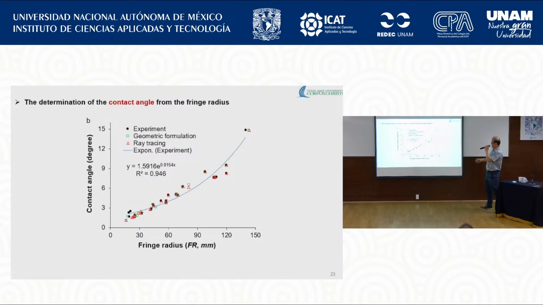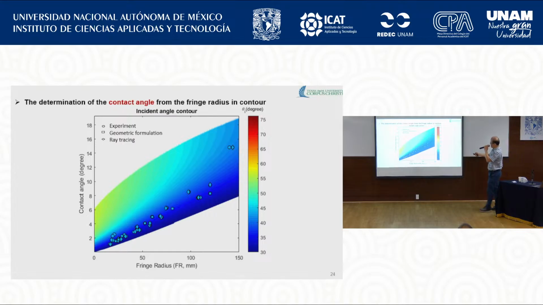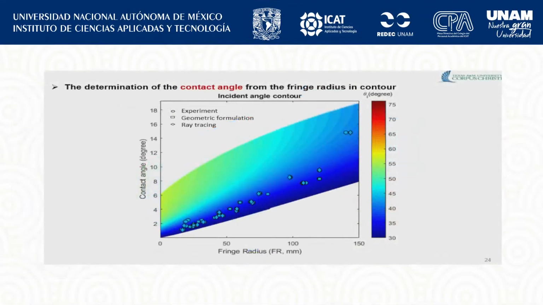Now this one shows contact angle variation versus fringe radius. It also shows a very good result. You may wonder why each data point is scattered, but the important thing is the matching between the experiment, geometry formulation, and ray tracing for each data point. For each data point, they match each other very nicely. And this one shows a similar result with a contact angle contour.